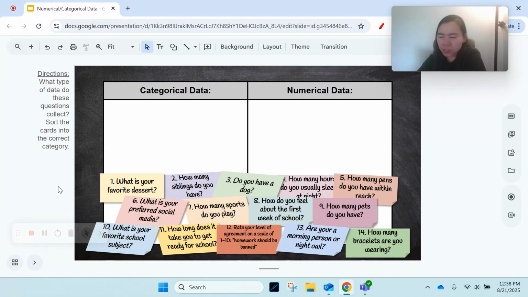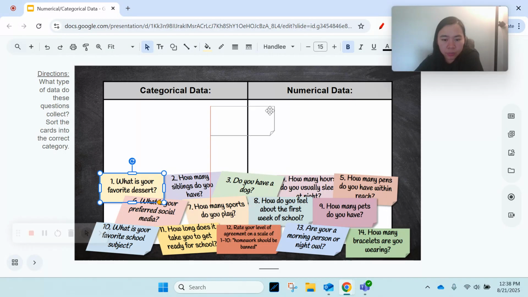Directions: what type of data do these questions collect? Are we collecting categorical data, so words? If you need to type that in here, oh, actually, we can't type that in. You could add a text box. Categorical data is words. Numerical data is numbers. Let's look at these questions.